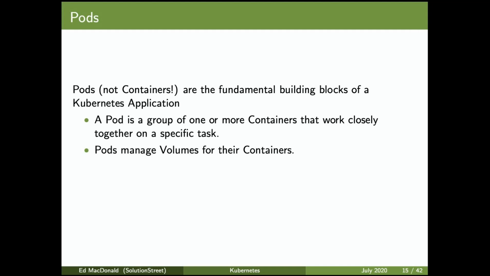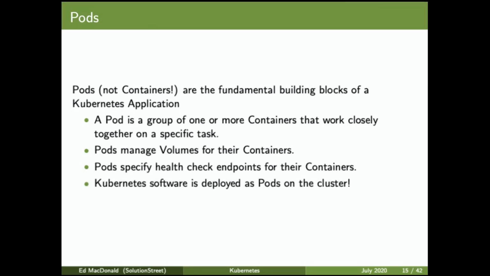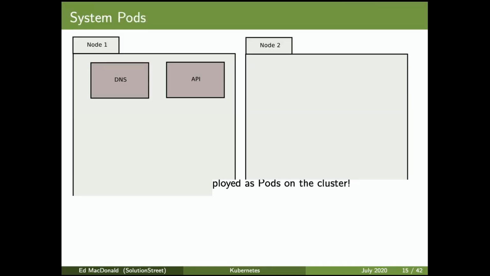What kind of distinguishes pods from containers is that a pod manages the volumes for your containers. When you create Docker containers, for example, you get to tell it which volumes to mount, but you don't actually get to manage those volumes as part of your Docker container. Pods allow you to manage the volumes for the container. Inside of a pod is where we also specify health check endpoints for the containers. So the pod specification is how we tell Kubernetes to watch these pods to make sure that they are still functioning and don't need to be replaced. Finally, the Kubernetes software itself is actually deployed as pods on the cluster.